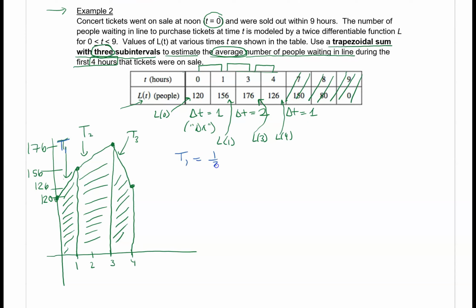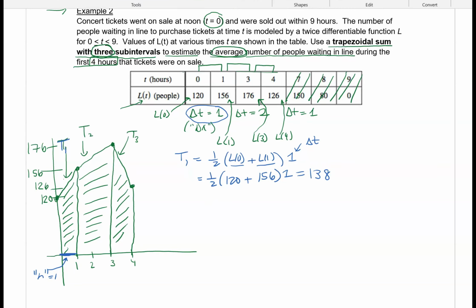So we're going to do 1/2 base 1 plus base 2 times height. Height, if you remember, is your change in x or your change in time. So my height for that one is 1. That's my change in t. Base 1 would be L of 0, and base 2 would be L of 1. So trapezoid number 1 is 1/2 times 120 plus 156 times my height, which is laying along the x-axis, is 1 for that first interval. So then the area for trapezoid number 1 is 138.